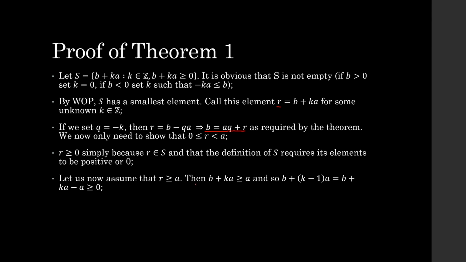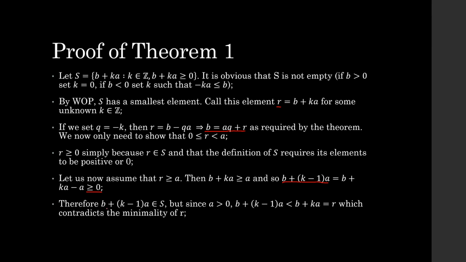Well, by plugging in the definition for r, b plus ka is bigger or equal to a, again with the value of k that we don't really know. And so b plus (k minus 1)a, which I can rewrite as b plus ka minus a, is going to be bigger or equal to 0. Now, why is that? Because b plus ka is bigger or equal to a, right? And if I rearrange this inequality by subtracting a, I get b plus ka minus a is bigger or equal to 0. So that tells us that b plus (k minus 1)a is bigger or equal to 0. This is just the middle step to show how we got there.